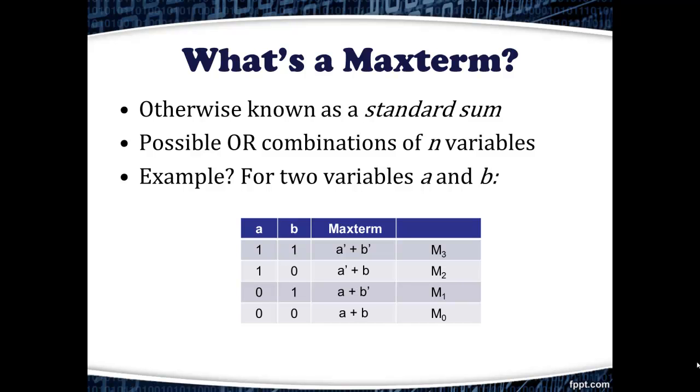Max terms, otherwise known as standard sums, are the possible OR combinations of n variables. Here we see a similar example to the previous slide, though max terms are now identified with an uppercase M, though again it uses a numeric subscript starting at 0.